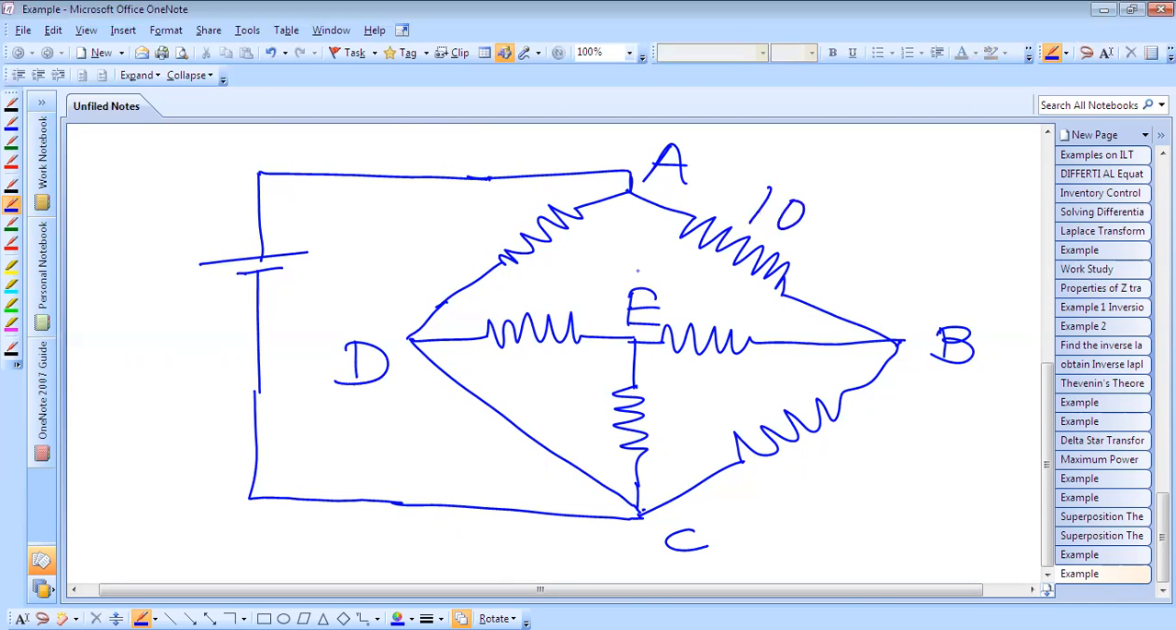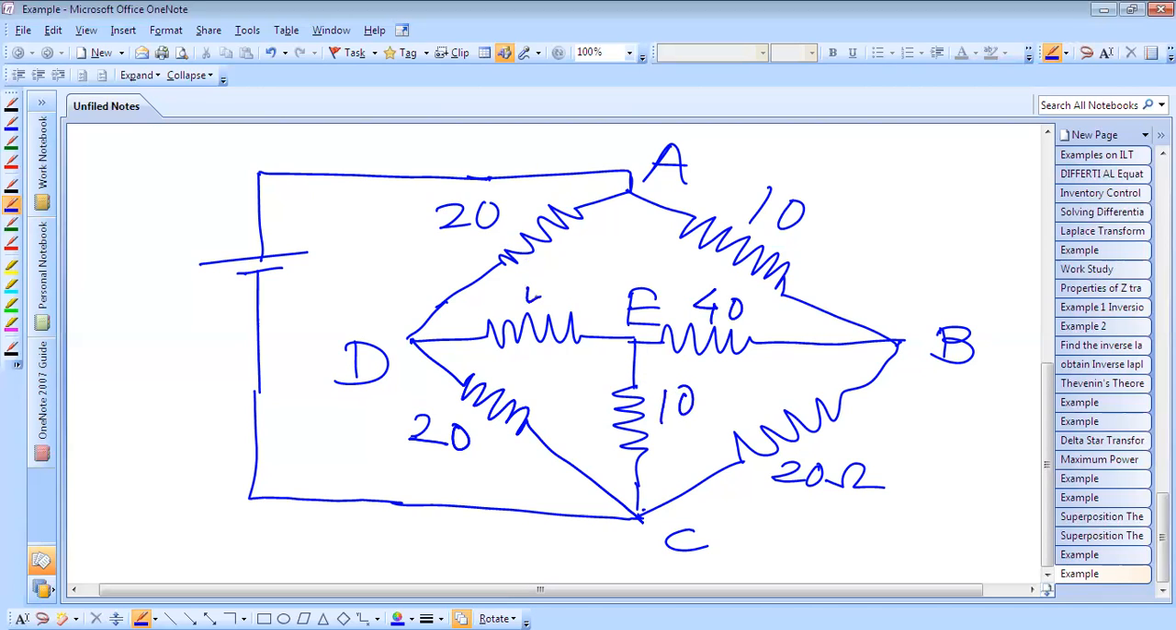This is 10, this is 20, this is 20 again, and there is also a resistor. So this is 10, 20, then this is 30, 20, and this is 40. This is 10, and this is 20. Okay, we have to find the current flowing through this branch.